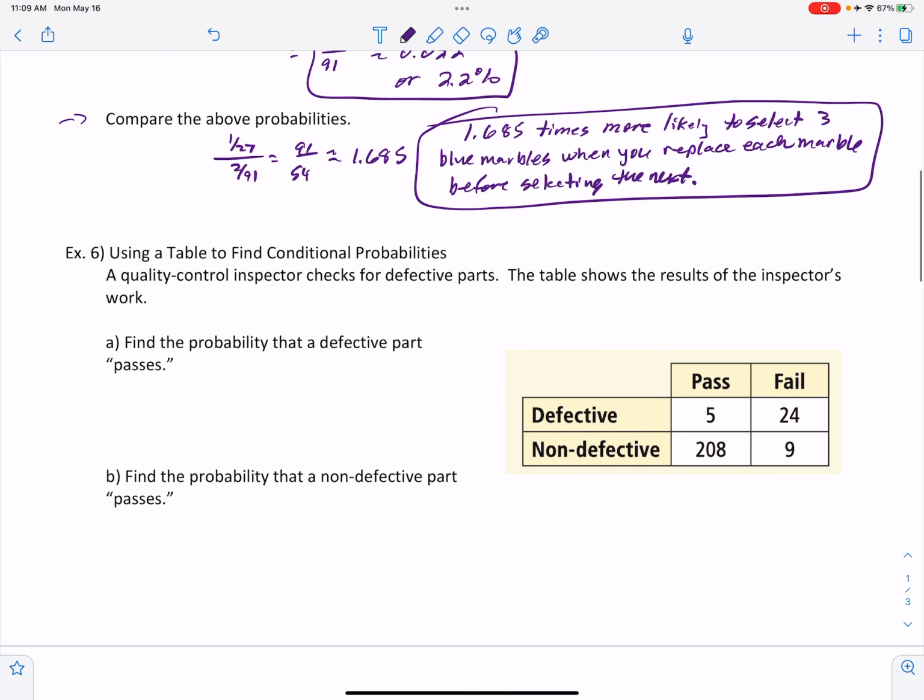All right, then we have this table to find conditional probabilities. A quality control inspector checks for defective parts. The table shows the results of the inspector's work. Find the probability that a defective part passes. So right here, they are telling you it's defective, and so it's given it is defective.